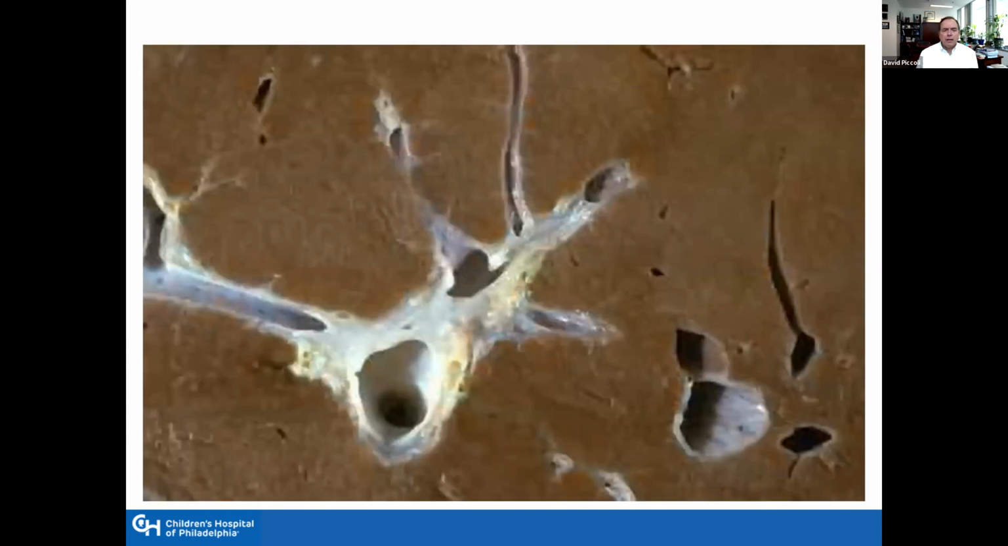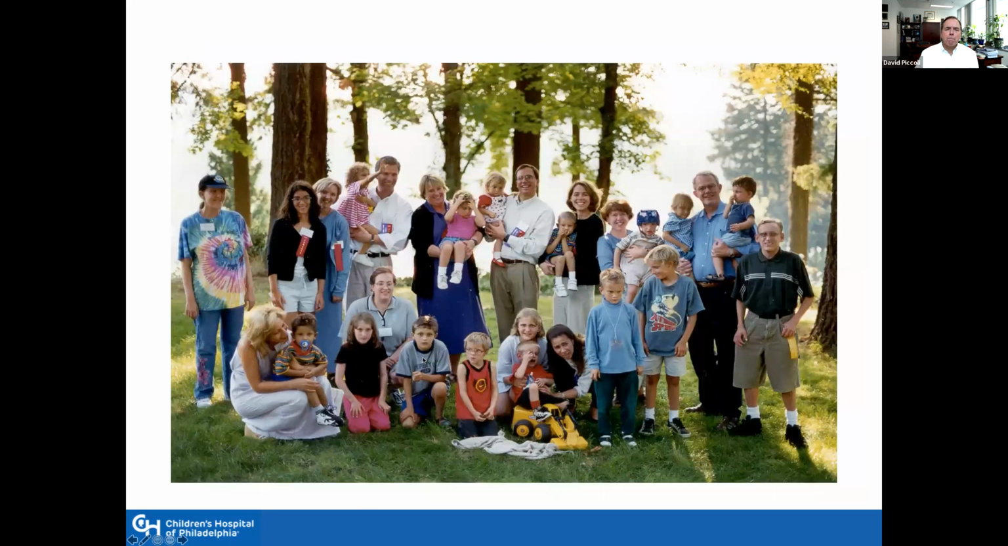So this is a picture of the cut surface of a liver showing the different types of drainage tubules and their anatomy that you would see.